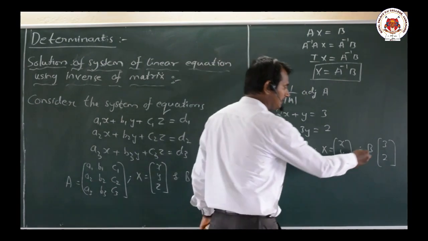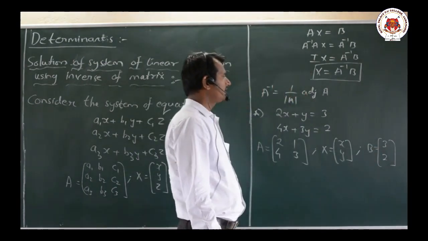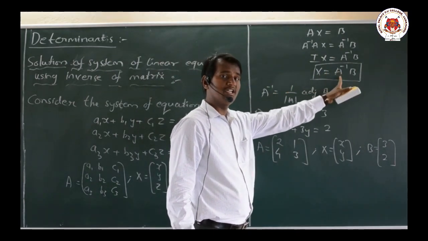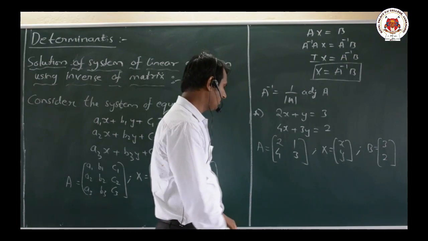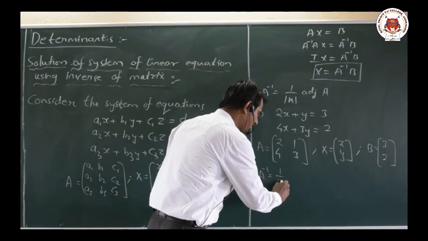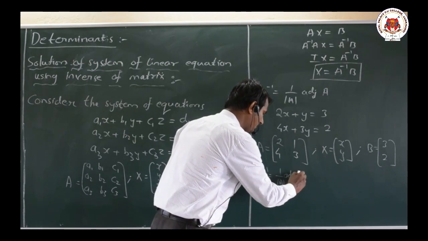Now the next step is to find out the A inverse. What is the formula we are having? X equal to A inverse into B. Now how to find this A inverse? A inverse equal to 1 divided by determinant of A into adjoint A.